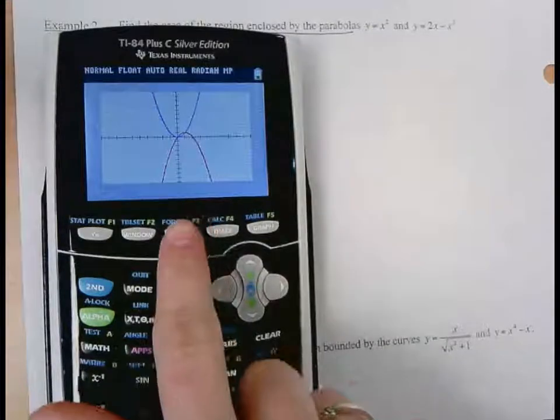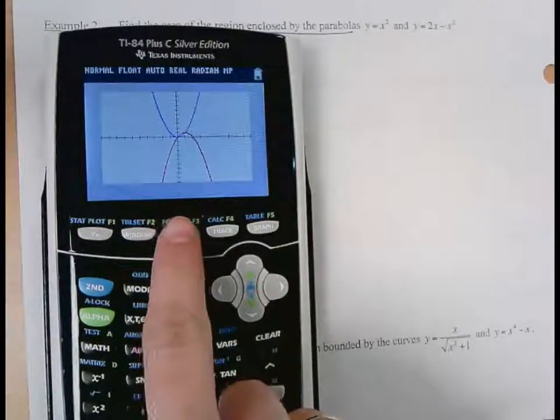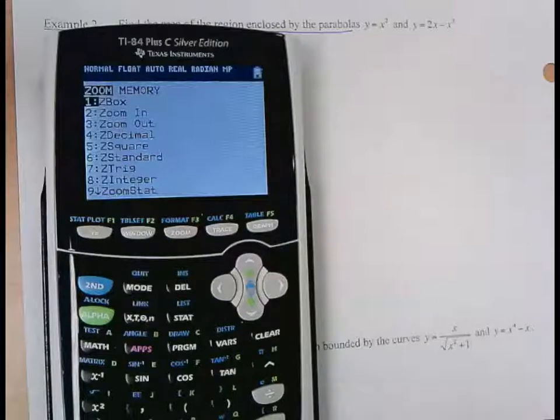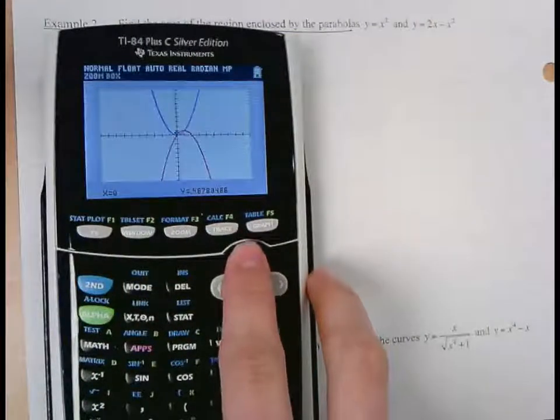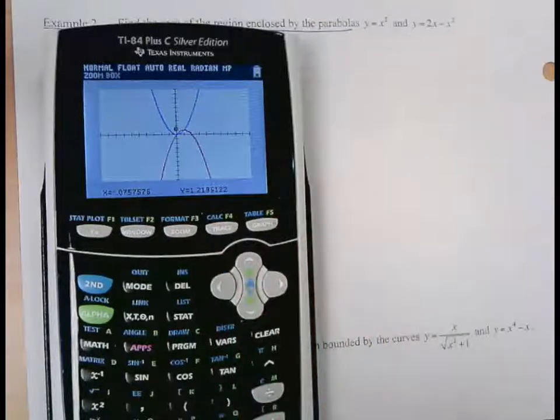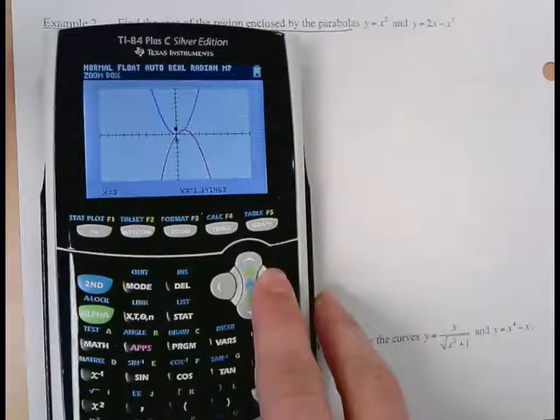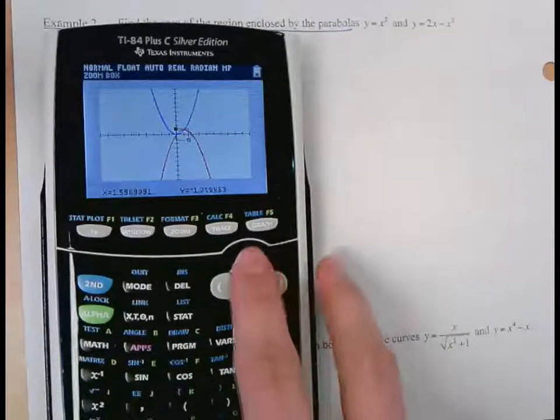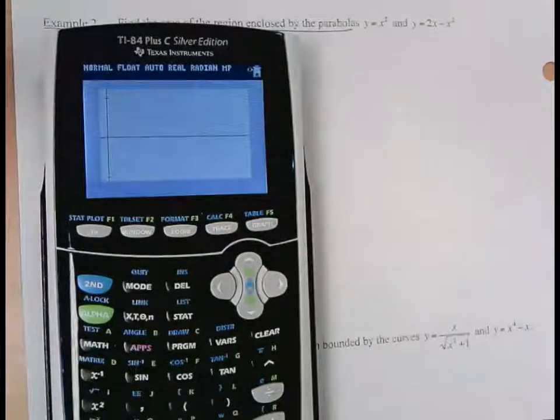I think I've showed you this before, the zoom box feature. You could just do zoom and then zoom box, the first option. Kind of create a box around that region if you wanted to zoom in on that region.